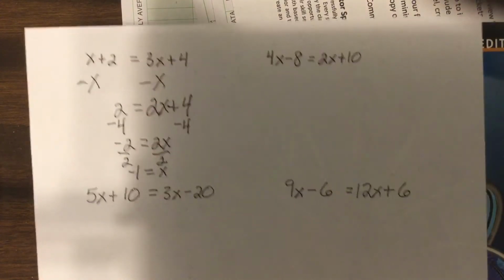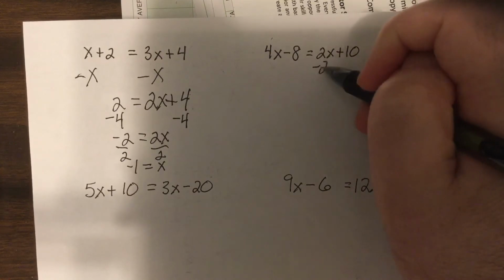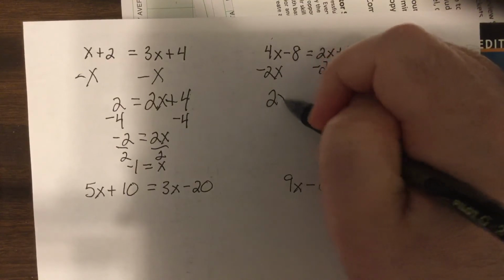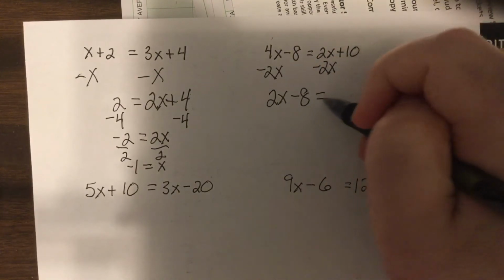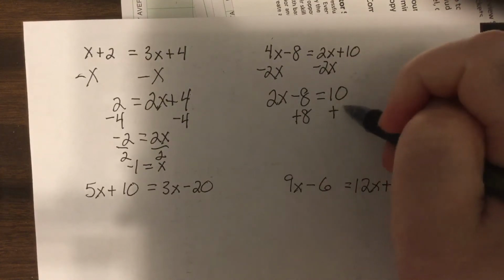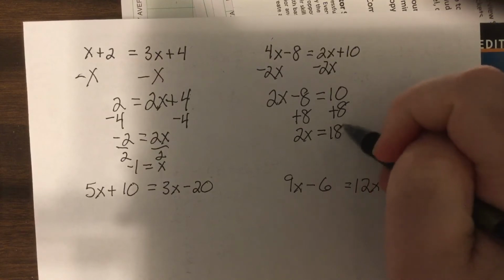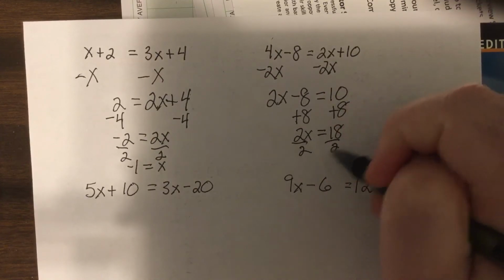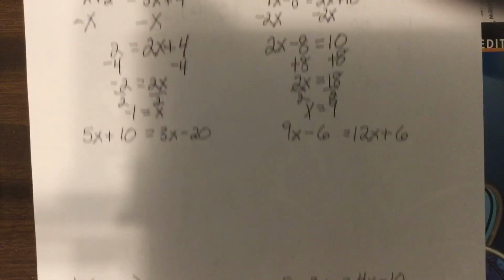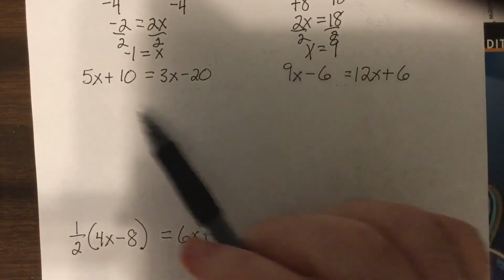Woohoo! Here I'm going to subtract 2x. So I'd have 2x minus 8 equals 10. Then I'm going to add 8 to get the 2x by itself. So 2x equals 18. Divide by 2, x equals 9. Go ahead, freeze the video and do these 2 problems for me, please.